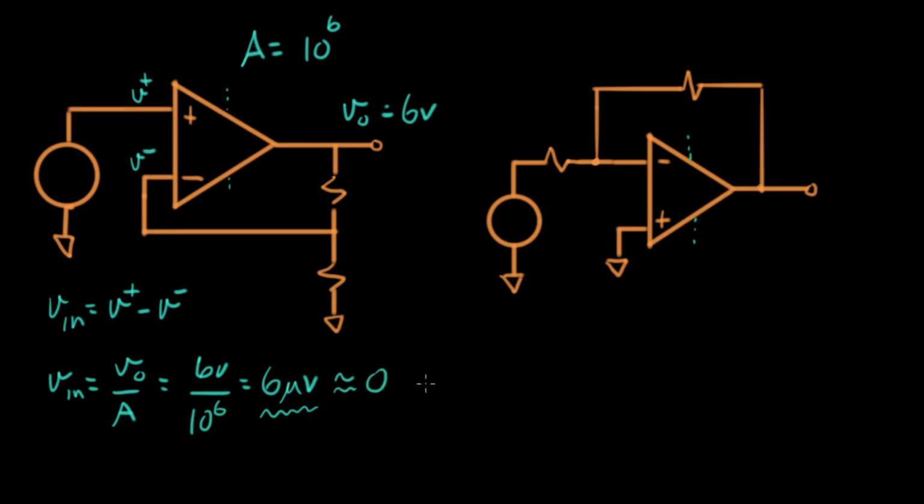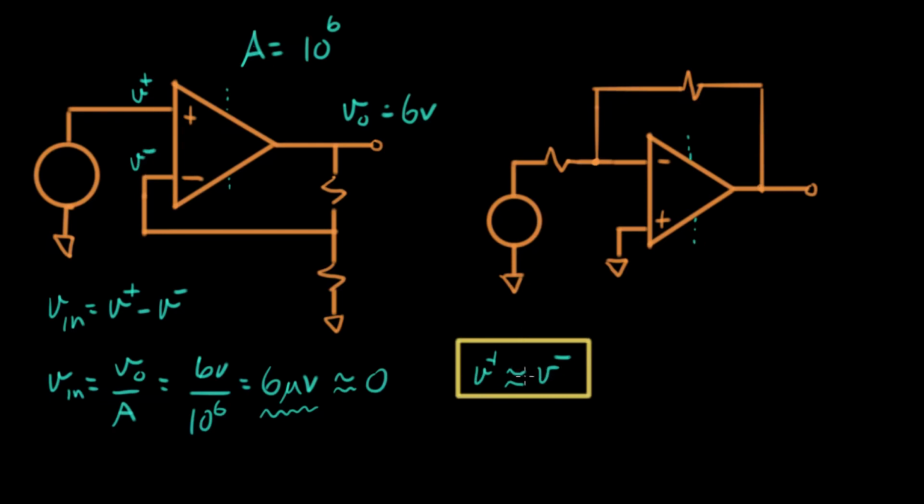And if I say this is 0, that's pretty much the same thing as saying that V plus approximately equals V minus. So that's a little observation we're going to make right there. In this circuit, when it's working right, these two voltages are pretty much the same.